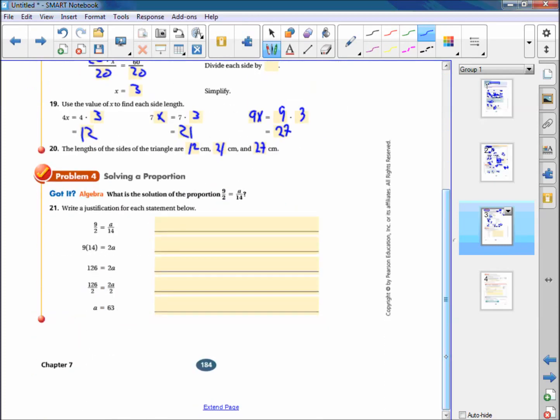All right, problem number 4, solving a proportion. So write a solution to the proportion of 9 over 2 equals a over 14 and justify each statement below. So the first one was just, this was our given, or we just write the proportion down.